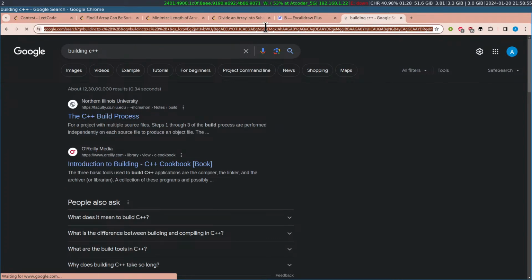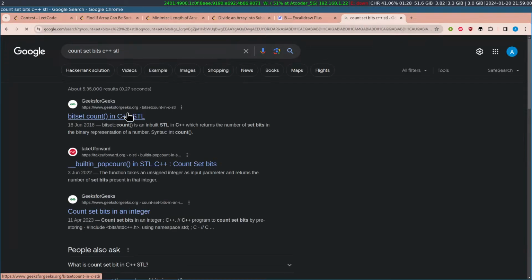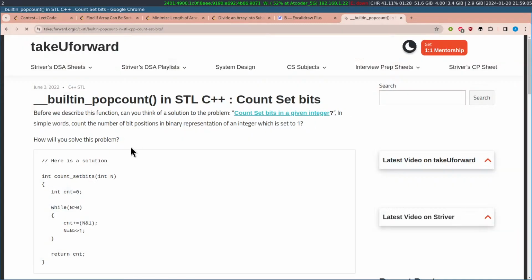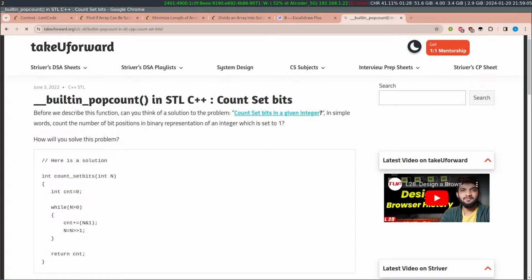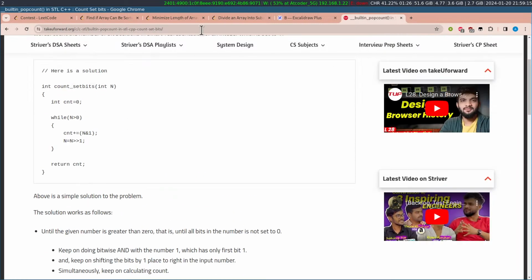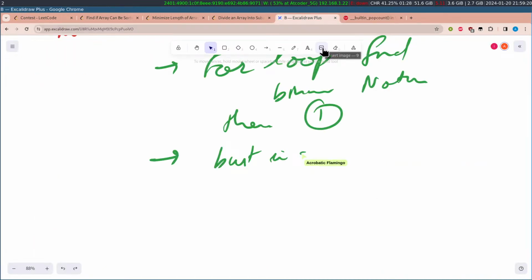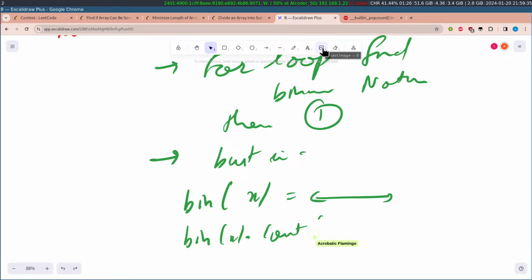I just forgot. The built-in popcount is one method. Use this method to count the number of bits in C++. Or you can just refer to this article on how to count the number of set bits. And in Python, you can use the bin method. If you pass it a number, it returns the binary representation. So you can run bin(x).count('1'). This will also return the number of set bits in Python.